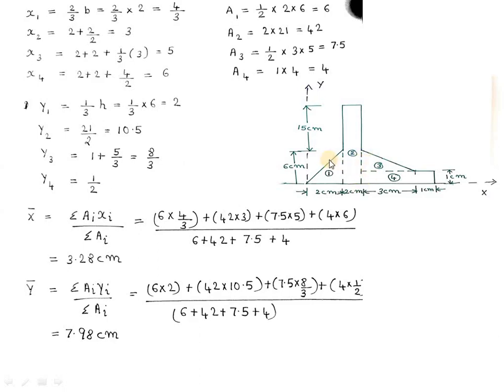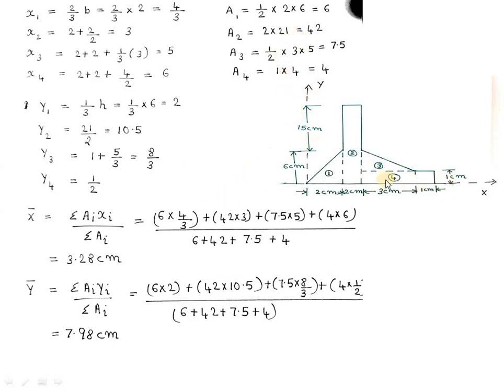Here the total height is 6 centimeter. Then this 1 centimeter, so the height of this triangle will be 6 minus 1, 5 centimeter. So it will be located at 5 by 3 plus this 1 centimeter, that is 8 by 3. Then y4 will be located at half of the height, that is 1 by 2 centimeters from the bottom.